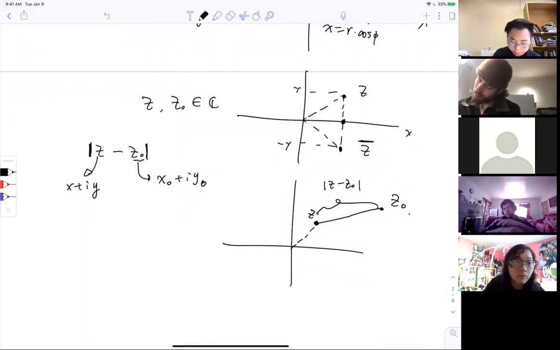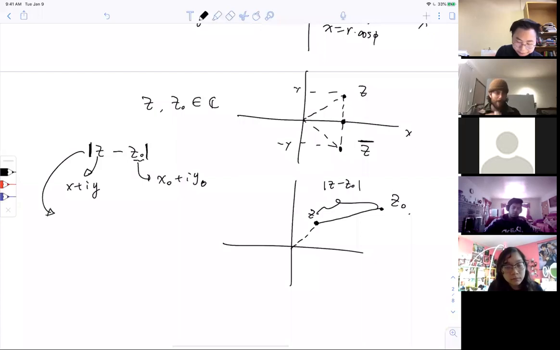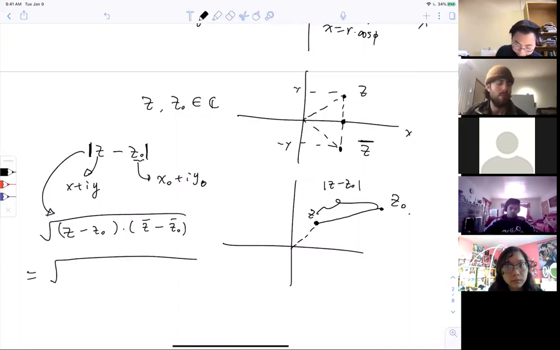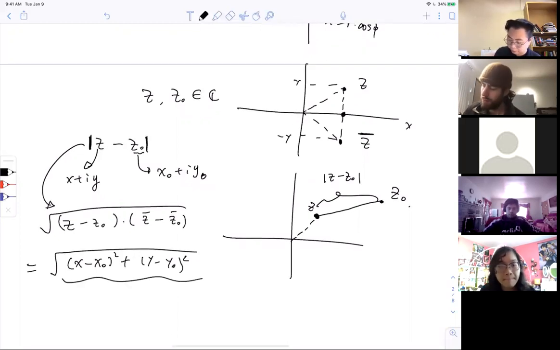The reason is also quite simple. According to the definition, this is the square root of z minus z naught times the conjugate of z minus z naught, right? If you write down this expression and plug in, you will get the square root of x minus x naught squared plus y minus y naught squared. Basically, this is the definition of the distance from this point to this point.